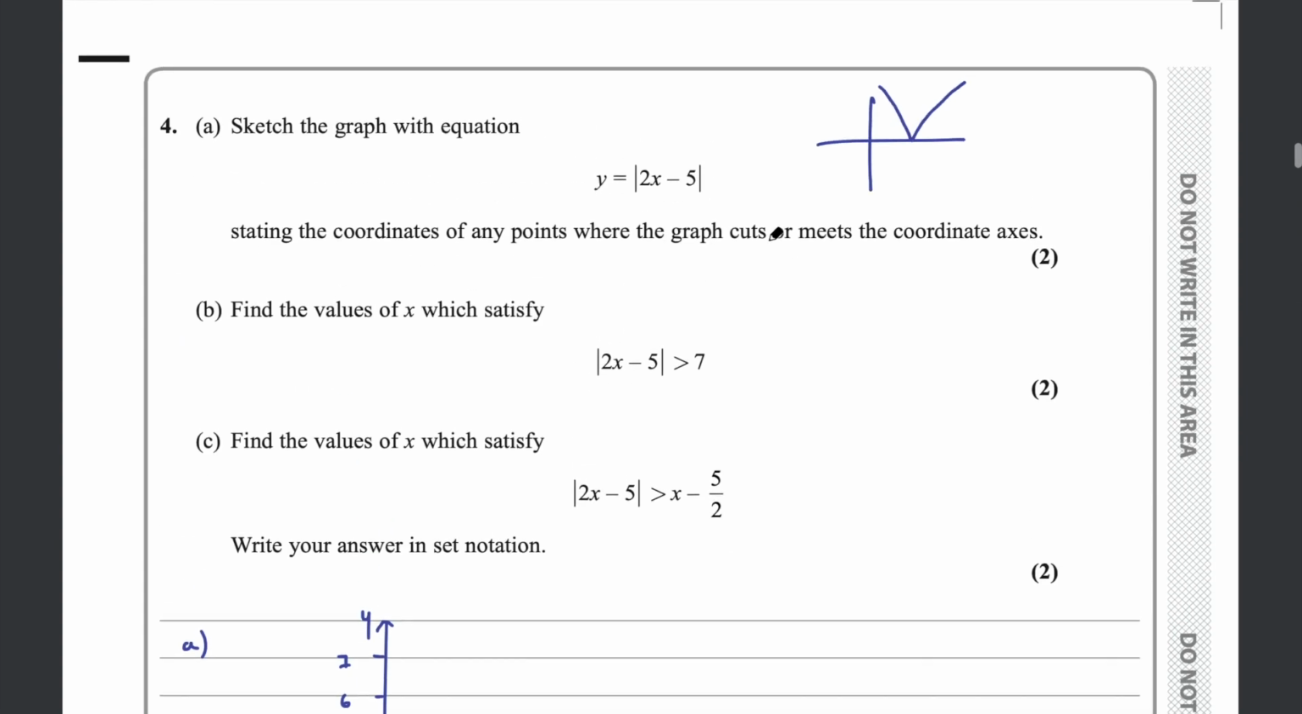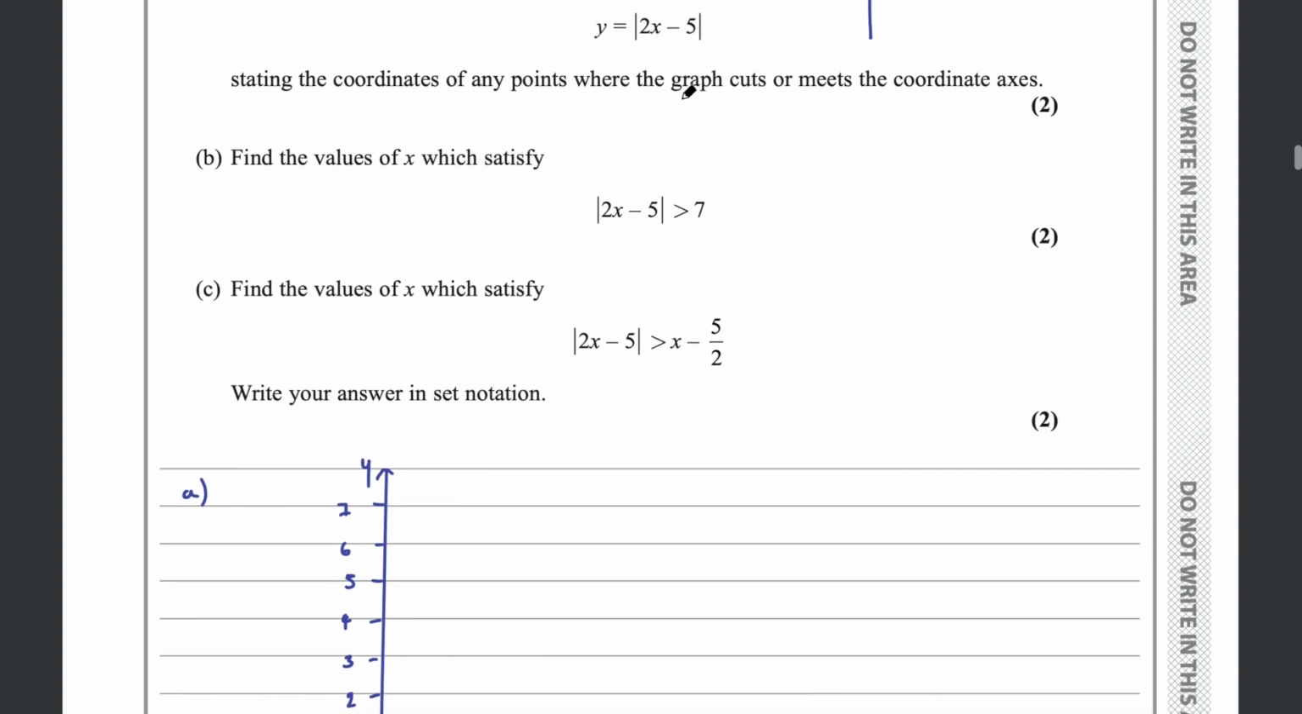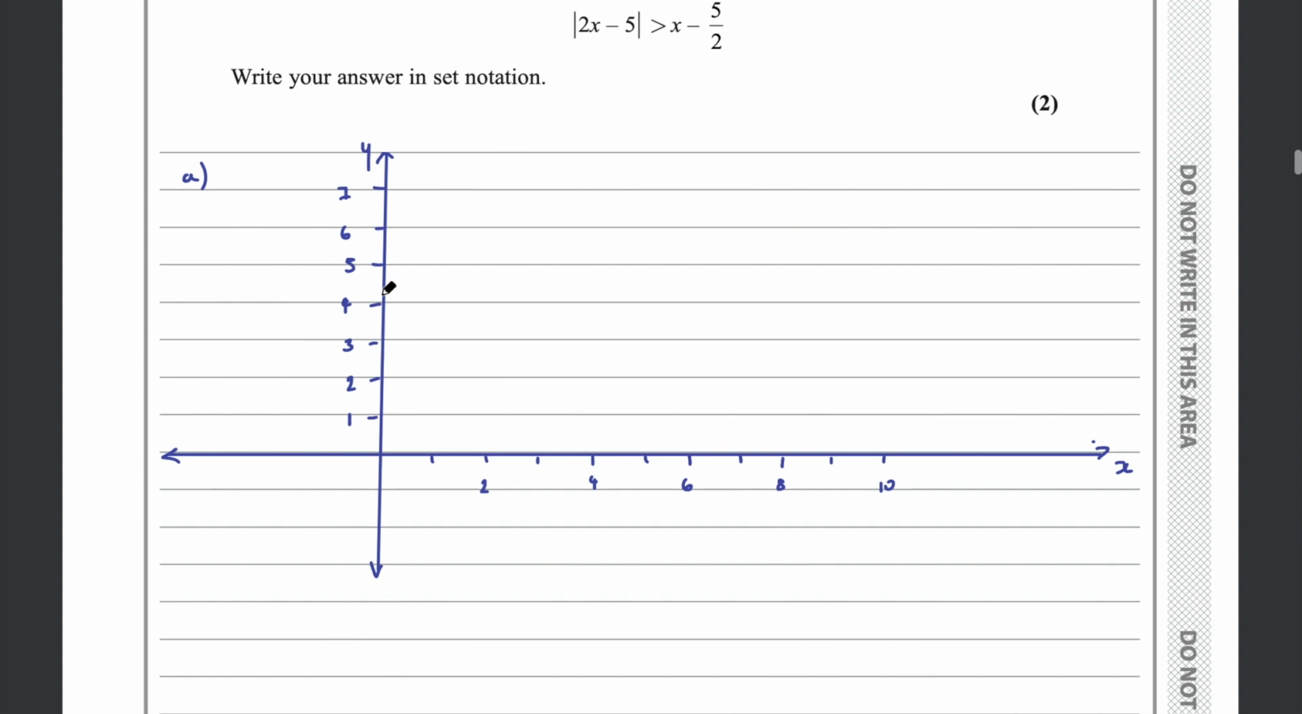Let's have a look now. y equals the absolute value of 2x take 5. Well, we know then that the y-intercept will be 5. If this wasn't the absolute value, you'd know the y-intercept will be negative 5. But because we're not looking at the negatives, we know that the y-intercept will be positive 5.